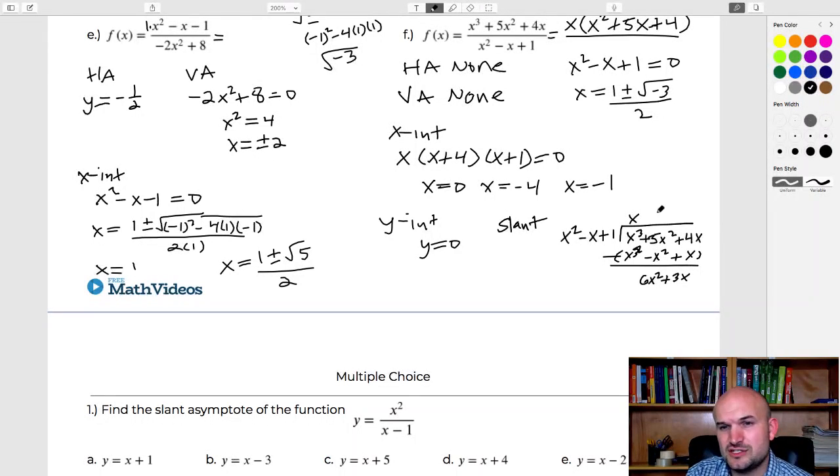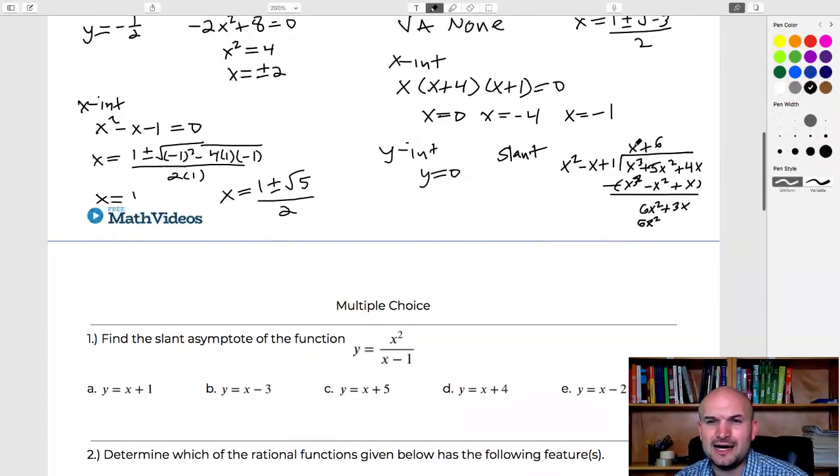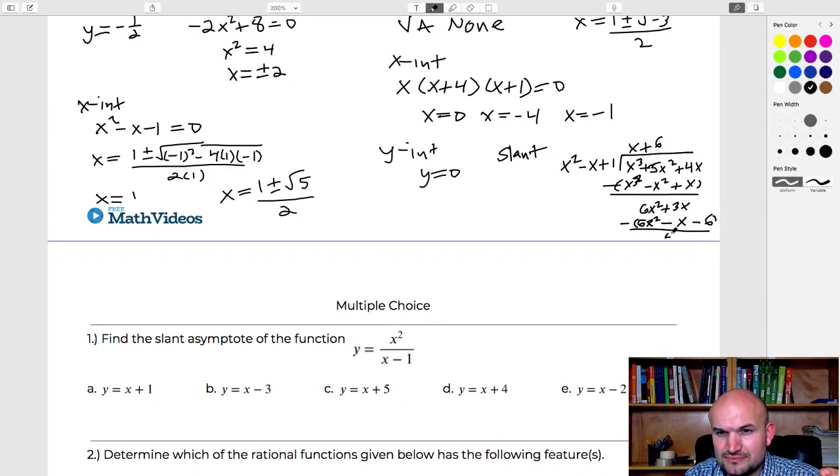X squared goes into 6x squared a positive 6 times. 6 times x squared is 6x squared, and then 6 times negative x is negative 6x, and then 6 times 1 is a 6. Okay, it doesn't matter. That's going to go to 0 when I subtract these, and I'm going to be left with a 4x. Now, the important thing is x squared does not go into 4x, so that is my remainder.